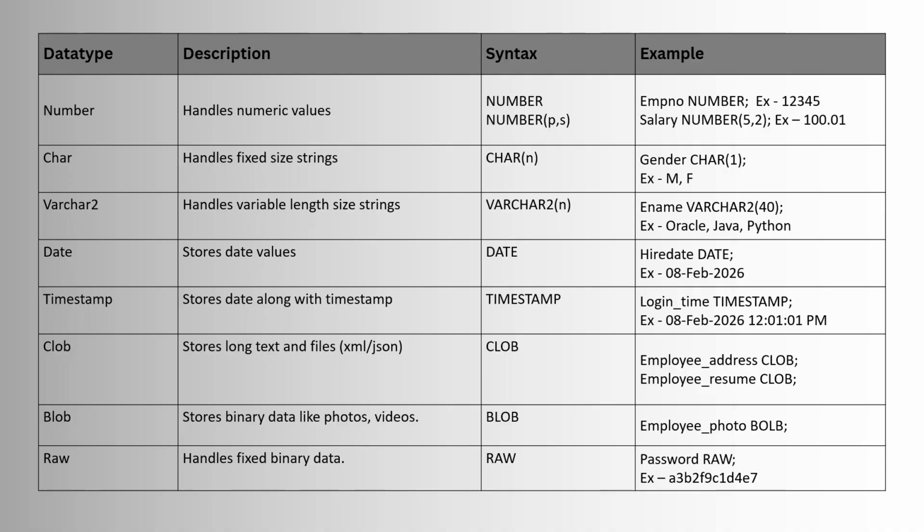And we have the raw data type, which handles binary data. Binary data is like encryption data, which only computers can read, but not humans. That's the reason we use the raw data type for columns like password, employee credentials, employee username, authentication details. For these types of columns, we usually prefer to use the raw data type.